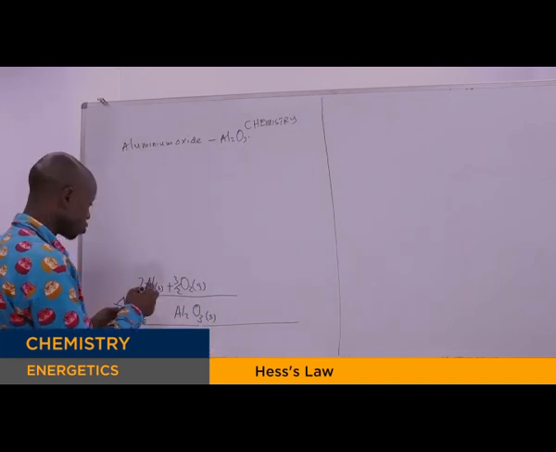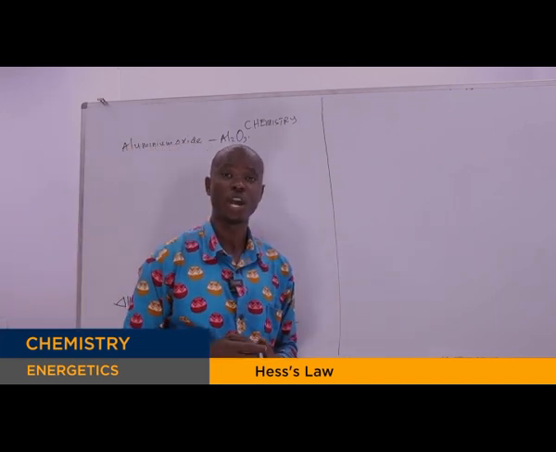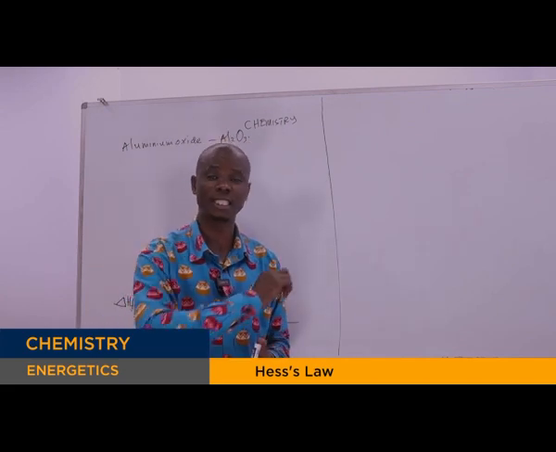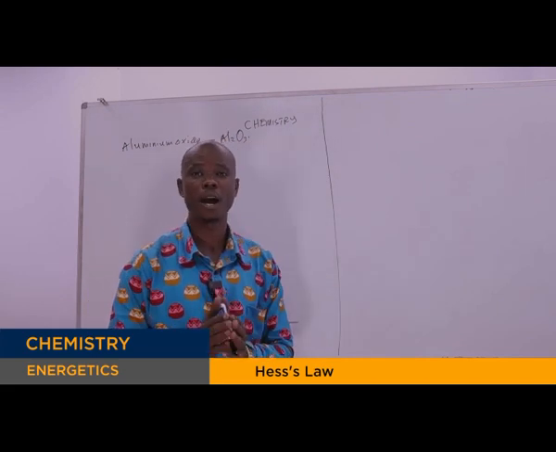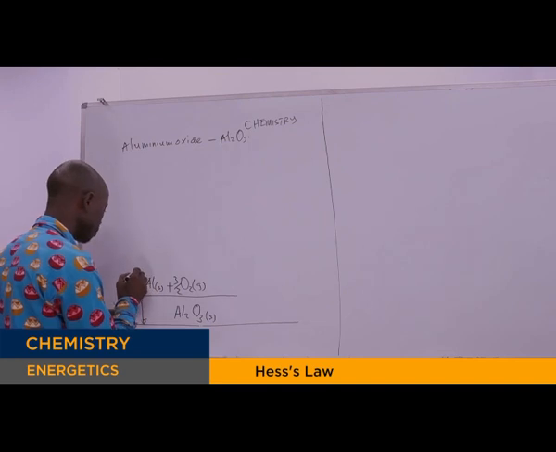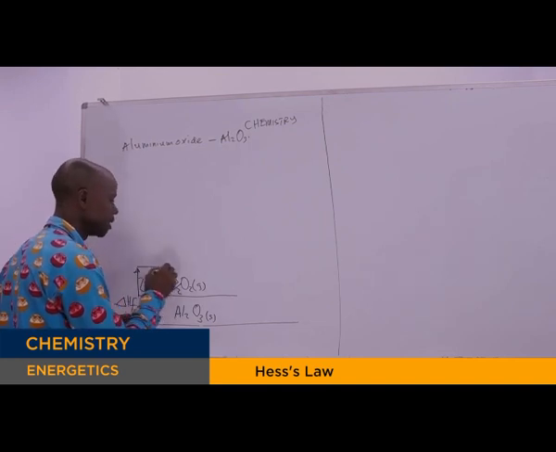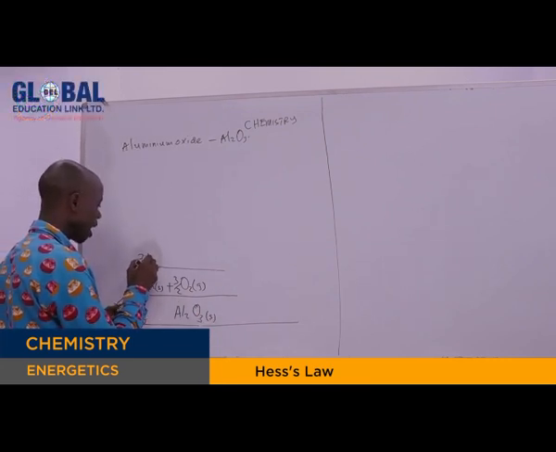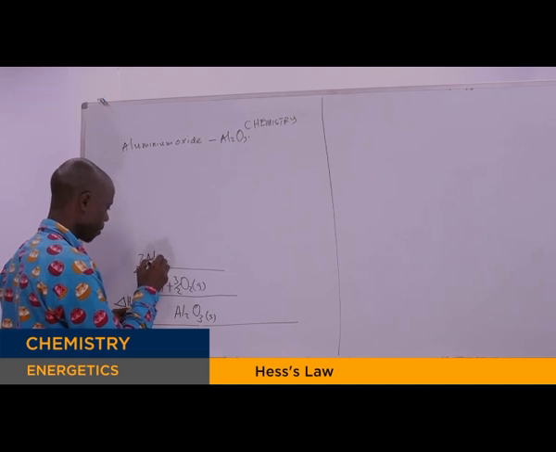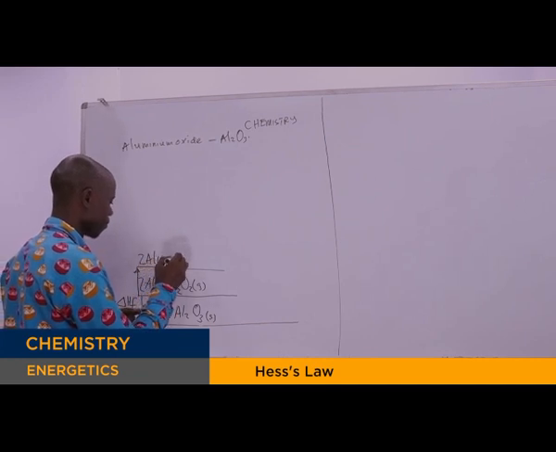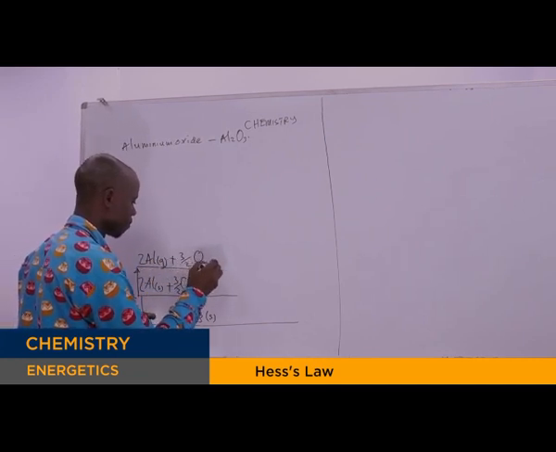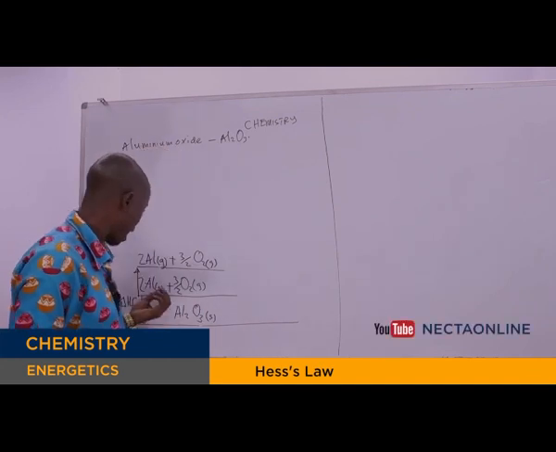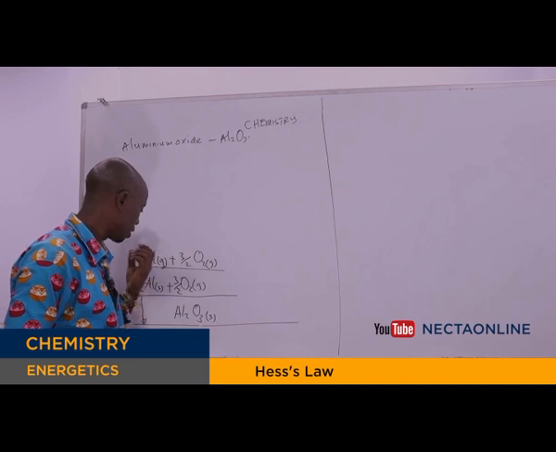So here, before we go to the ionization process, we have to convert the solid aluminium metal into gaseous form. Now, the conversion is purely an endothermic process. So aluminium, we have 2. So that is the conversion. Aluminium solid is converted into aluminium gas.